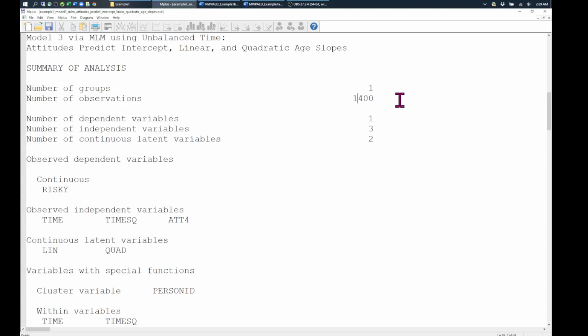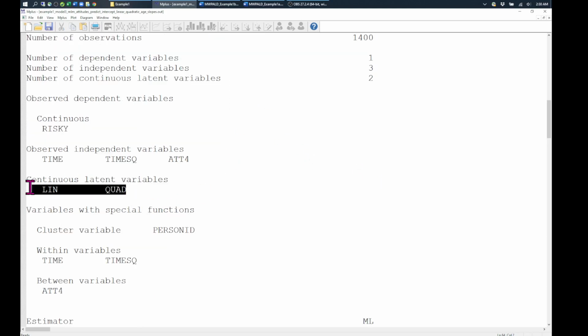So I have 1,400 observations because this is complete data. So I have 200 participants, 7 occasions each. I have 1 dependent variable, that's my risky behavior. I have 3 independent variables, that is time, time squared, and attitudes is my time-invariant predictor. And I have, it thinks, 2 continuous latent variables, although there's actually 3. There is intercept, linear, and quadratic, but I think it's not counting quadratic because it doesn't have a variance. Oh, nope, it is counting quadratic, it's not counting intercept. Whatever.